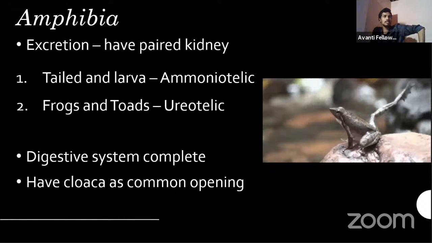Black mamba. Black mamba is venomous, right? It will bite. So that's how it's a poisonous snake. Its body is not poisonous. It will bite, the black mamba.